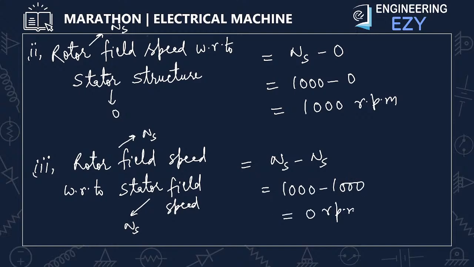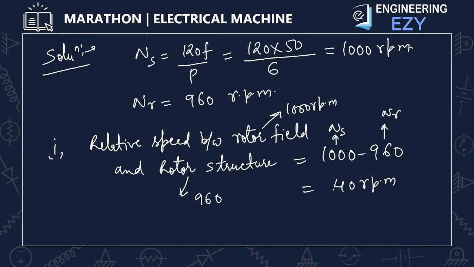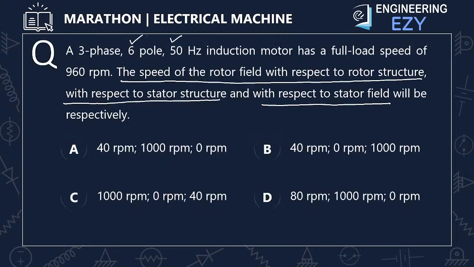0 rpm. So the correct answer is 40, 1000, 0. It means the rotor field speed with respect to the rotor structure is 40 rpm, the rotor field speed with respect to the stator structure is 1000 rpm, and the rotor field speed with respect to the stator field speed is 0 rpm. So option A is the correct answer. Ashok and Abhishek both again have given the correct answer.